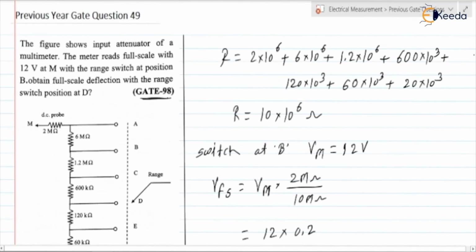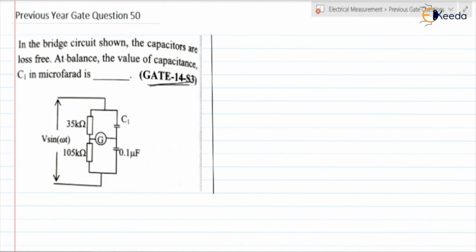So friends, this is about the previous year GATE question number 49. Previous year GATE question number 50. Let us read the question. In the bridge circuit shown, the capacitors are loss free. At balance, the value of capacitance C1 in microfarad is. Our task is to find the value of C1.